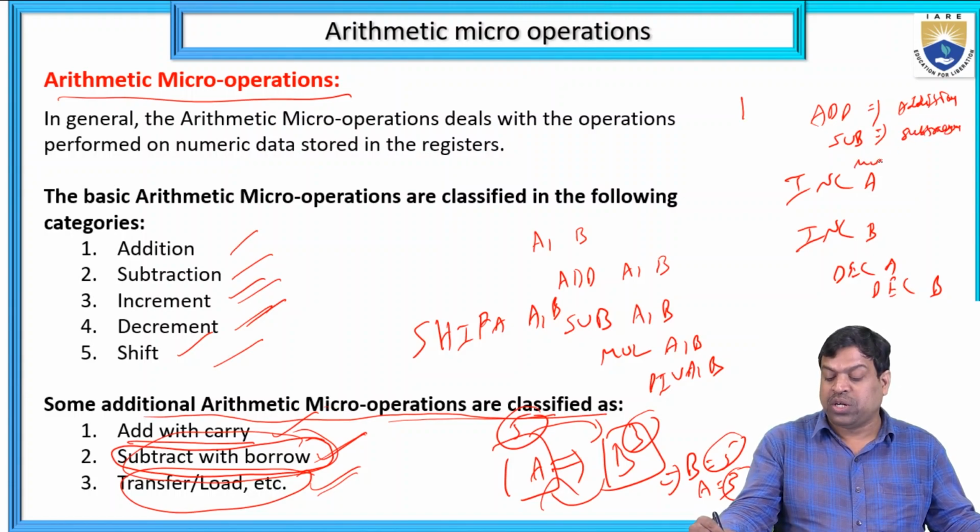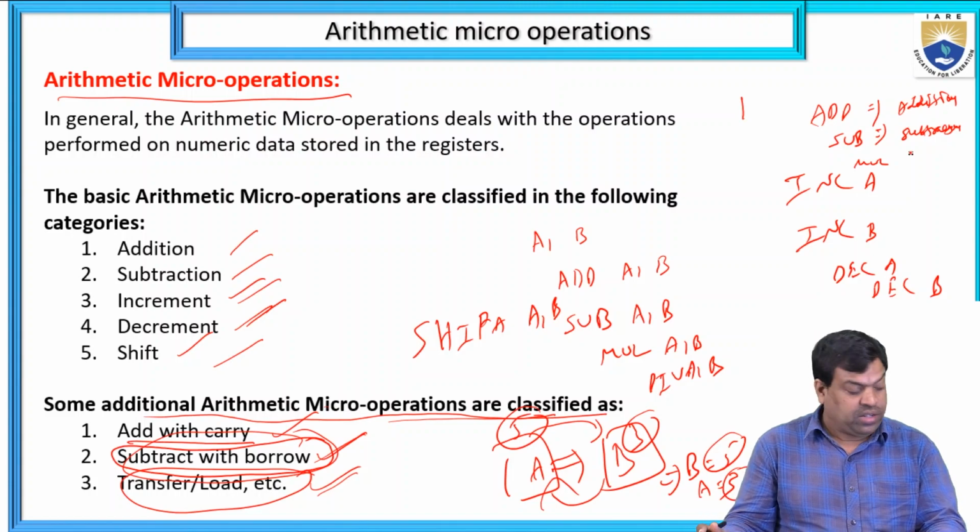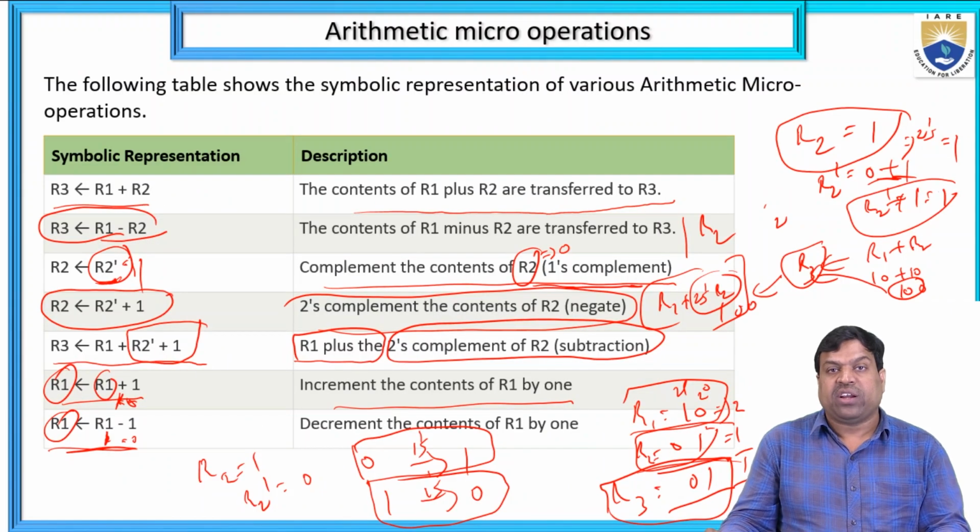So mul means multiplication. So like this, decrement and increment like this. Some additional arithmetic microoperations are classified as add with carry, subtract with borrow, transfer or load, etc. So here R1 plus R2 means the addition of two register values. The resultant will be stored in R3.